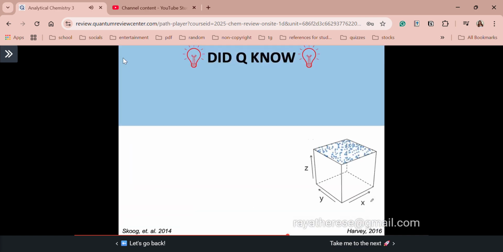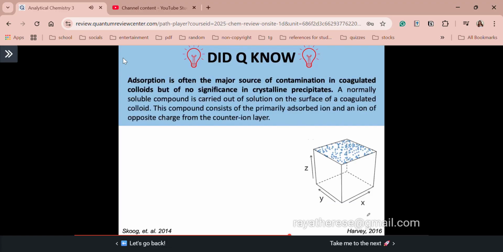Ito na, ating did you know. Mga yan, anong illustration yan? Plus, this illustration is from the book of Harvey. And ito namang mga text here ay galing sa book ni Skoog. Alam niyo ba? Did you know that adsorption is often the major source of contamination in coagulated colloids, pero walang significance in crystalline precipitates? Mitch, does this make sense?